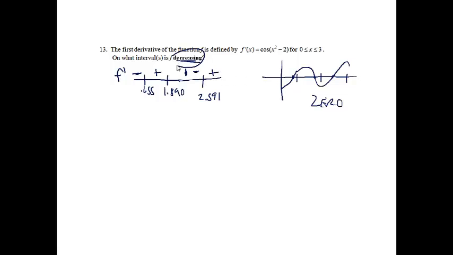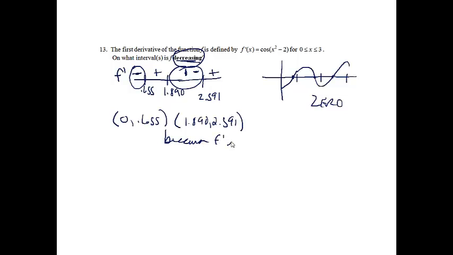So when I'm asking where is f decreasing, there are two spots where the graph is decreasing. They are decreasing on, where did this graph start at? 0, 0 to 0.655, and then again from 1.890 to 2.591, and that would be because f prime is negative.